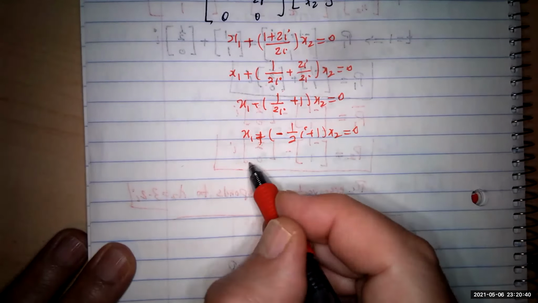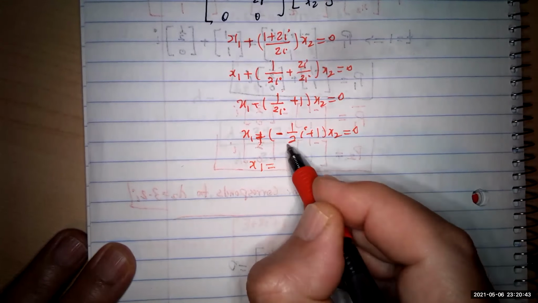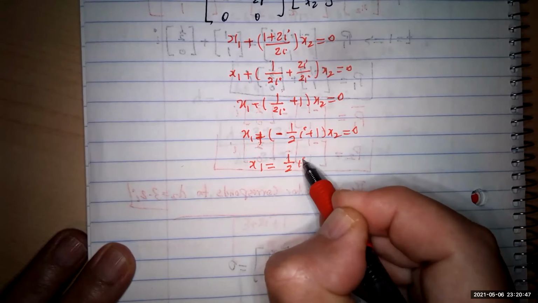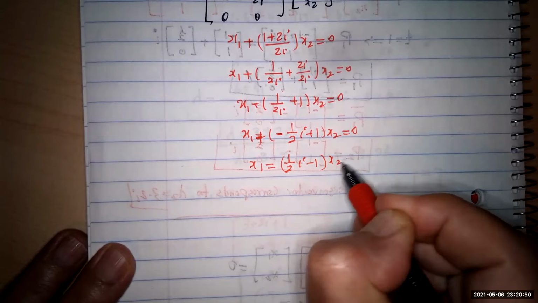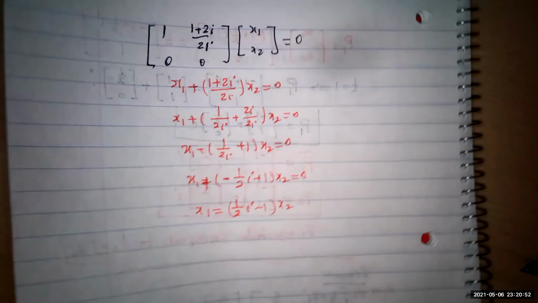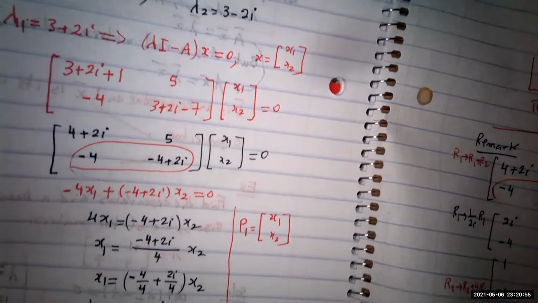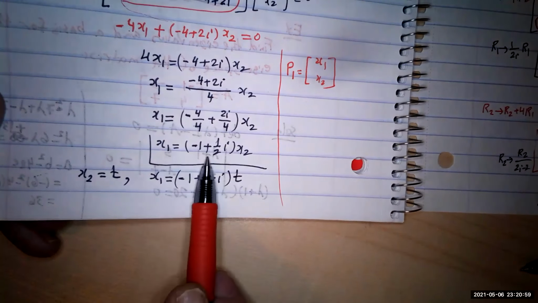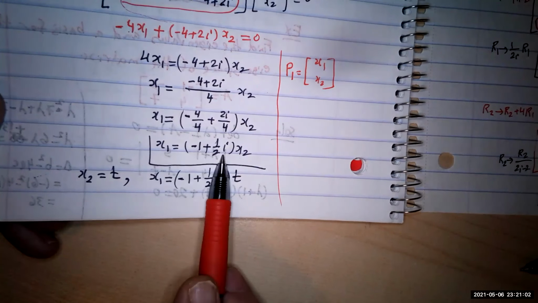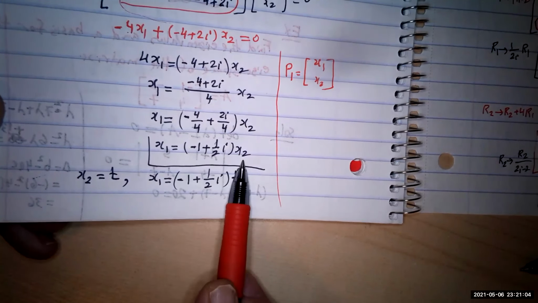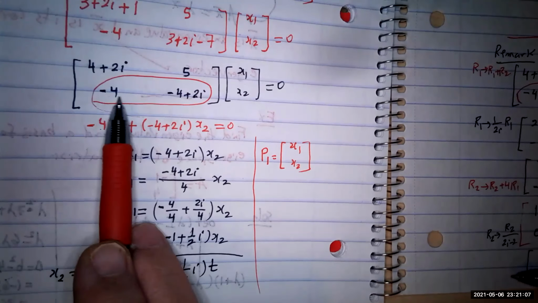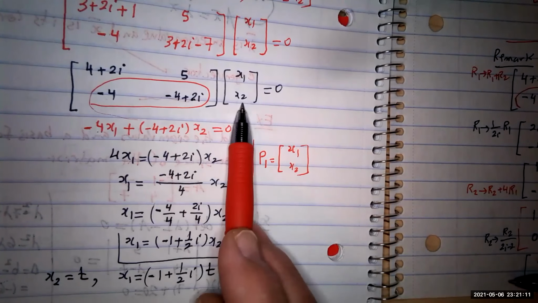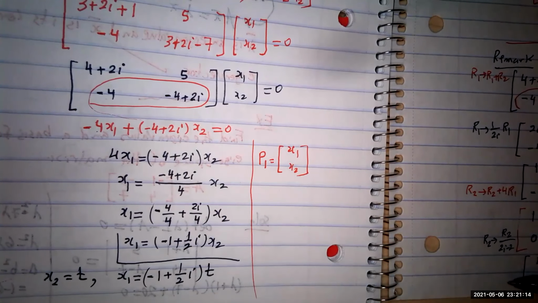That was the first one. So x1 is equal to, you move it to the other side, 1/2 of i minus 1 times x2. If you go back and have a look, we get this one right at the beginning. You see, negative 1 plus 1/2 i. So what I did, I quickly took the second row, negative 4 times x1 plus (negative 4 plus 2i) times x2. It gives me the same result.